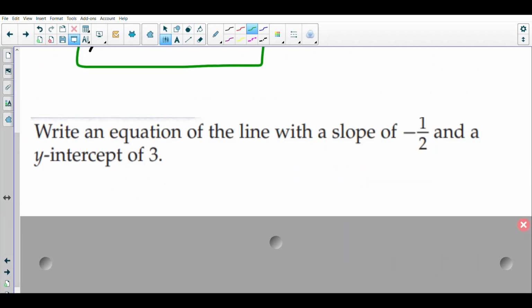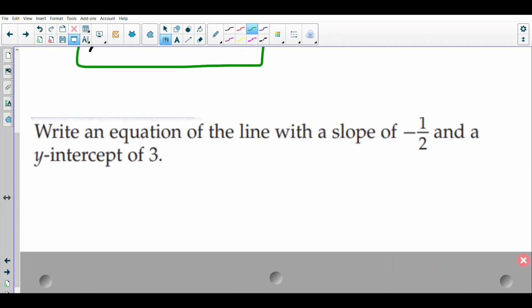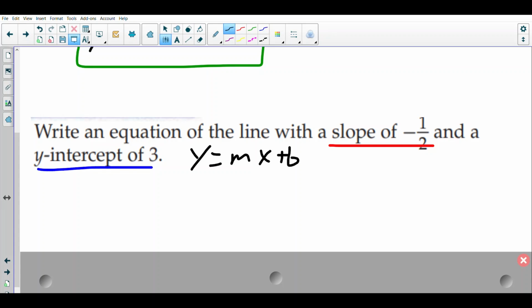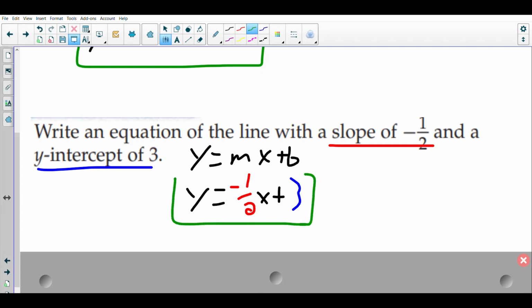Let's do another one. Write an equation of the line with a slope of -1/2 and y-intercept of 3. So remember, y equals mx plus b. Our slope is -1/2 and our y-intercept is 3. So once again, wherever the m is, I'm going to take that out and put in -1/2. So I get y equals -1/2 x plus our b, the y-intercept, which is just 3. And there you have it. Once again, your equation is y equals -1/2 x plus 3.